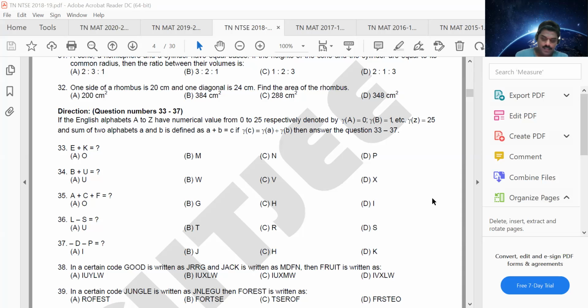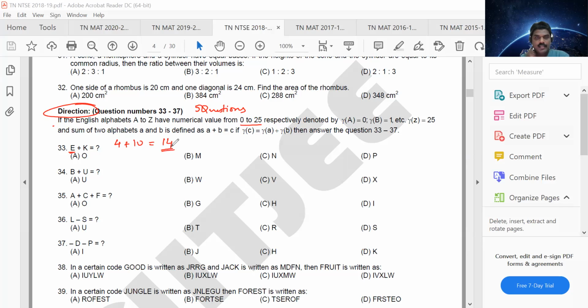Here they have mentioned that the English alphabets A to Z have numerical values from 0 to 25, and they have given some information. This is a very peculiar model, and they have asked 5 questions. The thing basically over here is they have reduced the values of the actual alphabets by 1. For example, in general case, E is 5, but as per the given logic, E is 4, and in general circumstance, K is 11, but K over here is mentioned as 10, that is nothing but 14.